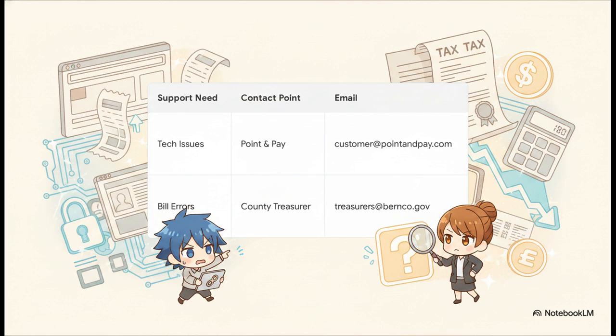If you're having technical website glitches, or you need a copy of your digital receipt, or maybe have a dispute about a refund or fee, you must contact Point and Pay Client Services at customer@pointandpay.com. But if your actual tax bill is missing, the amount owed looks wrong, or you need to set up a formal payment arrangement, then you need to contact the Bernalillo County Treasurer directly at treasurers@bernco.gov.